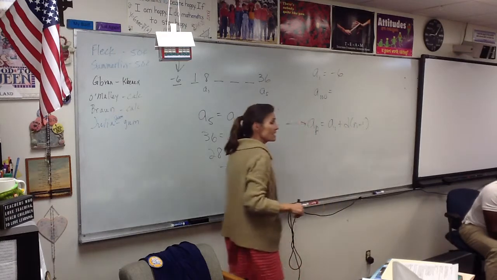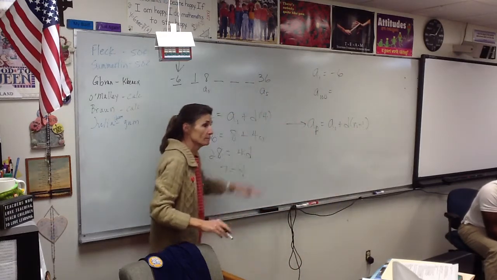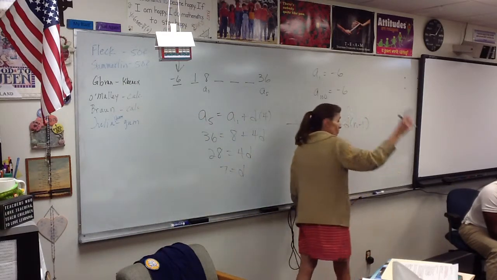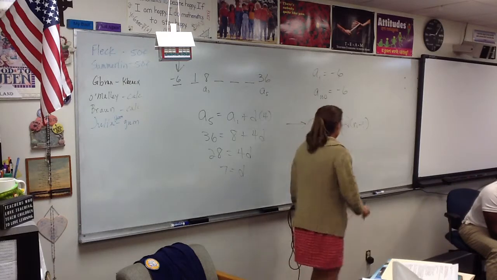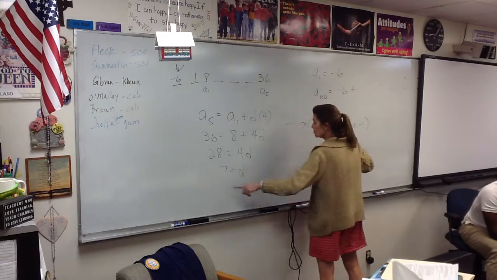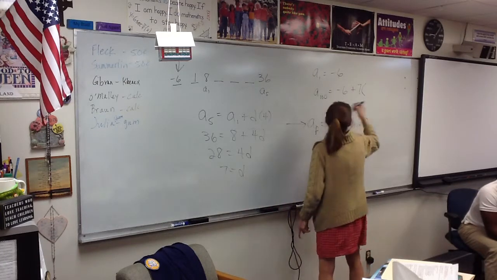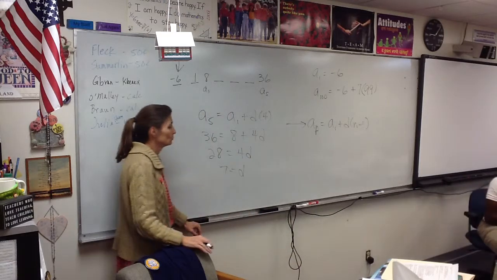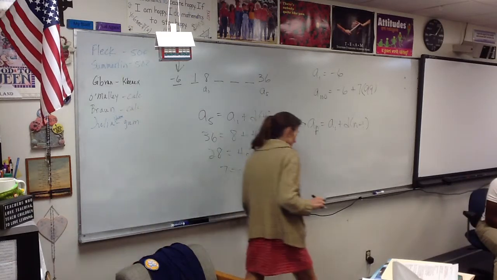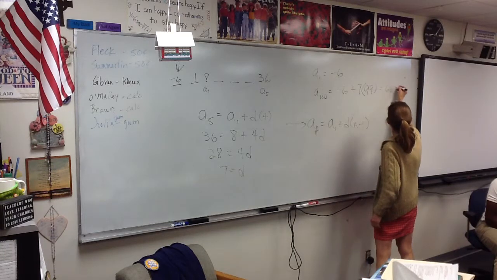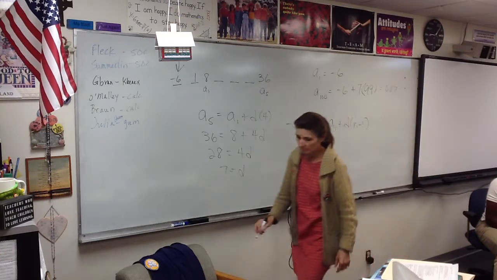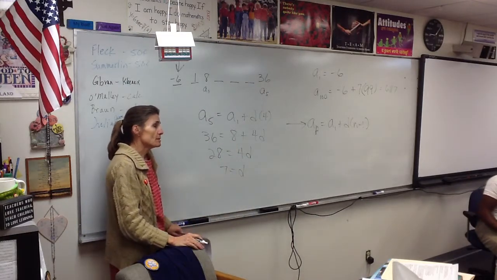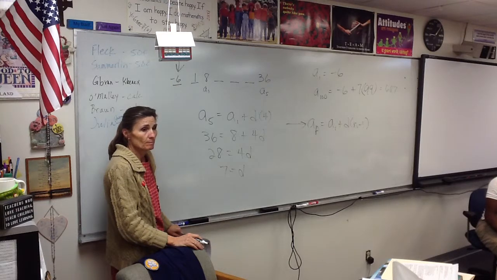Now can I find the 100th term? The 100th term will be the first term, which you know is -6, plus the common difference, which you know is 7, times 99. What is it? 687. These are definitely tricky. But I'm ready.